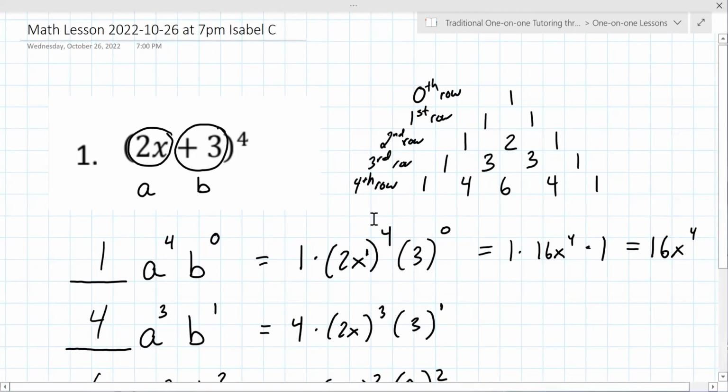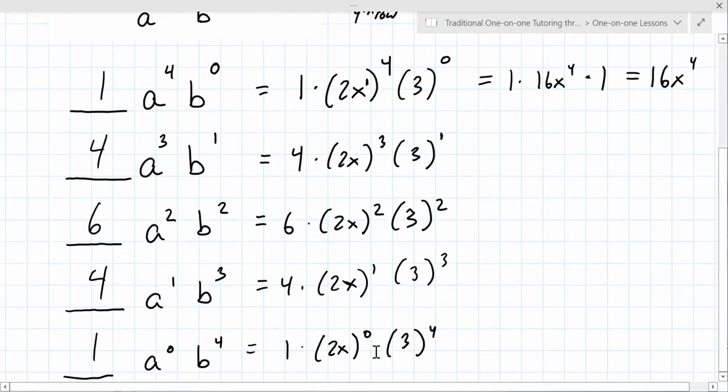Now, you don't have to write anything I just showed as long as you get to 16x to the fourth. You could say, hey, for the first one, I know it's a 1, so you don't even have to write this out. I recommend it because it helps for clarity, but the first one and the last one have some nice things about them because it's got a 0 there as well.